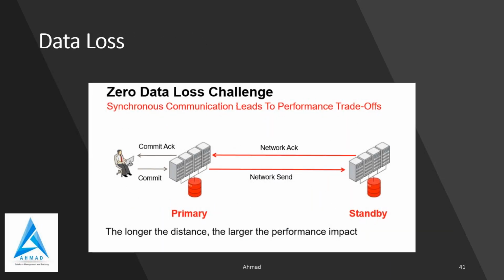The zero data loss challenge happens when synchronized communication leads to a performance trade-off. Suppose, as I was saying, that LNS will wait and LGWR waits for confirmation. This is the way acknowledgement goes and comes between primary and standby. Whenever the distance is longer, performance will be impacted. So you need to think about that for the synchronous IO or synchronous mechanism.